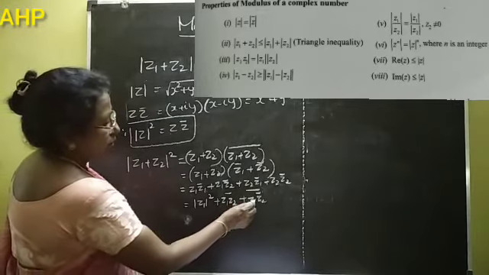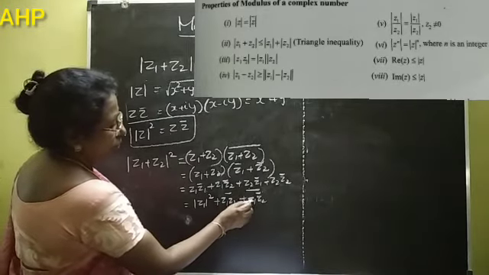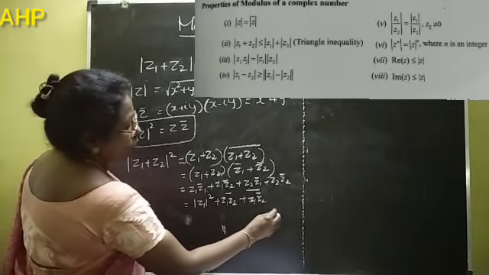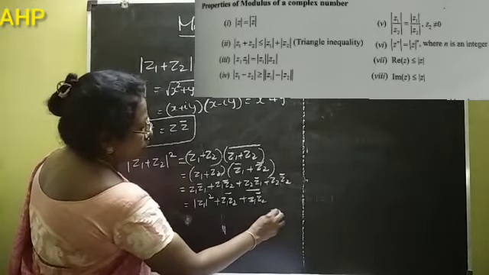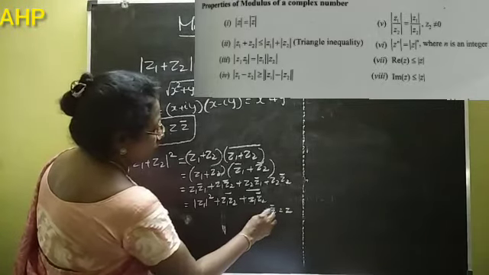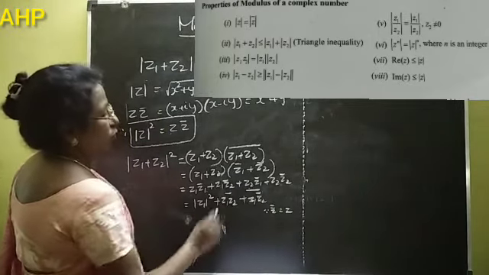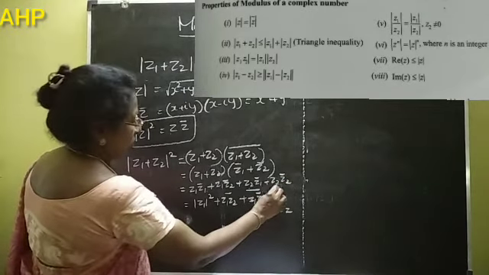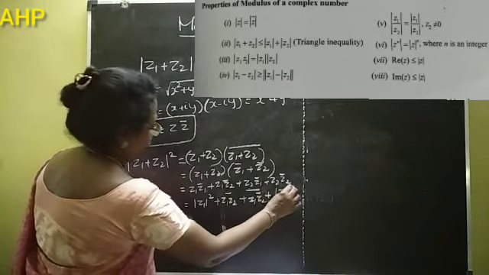So when we take out the bar, this will become z1 bar, and we know that z bar the whole bar is equal to z. So we get back this formula. So this is equal to plus z2 z2 bar, which is equal to modulus z2 square.